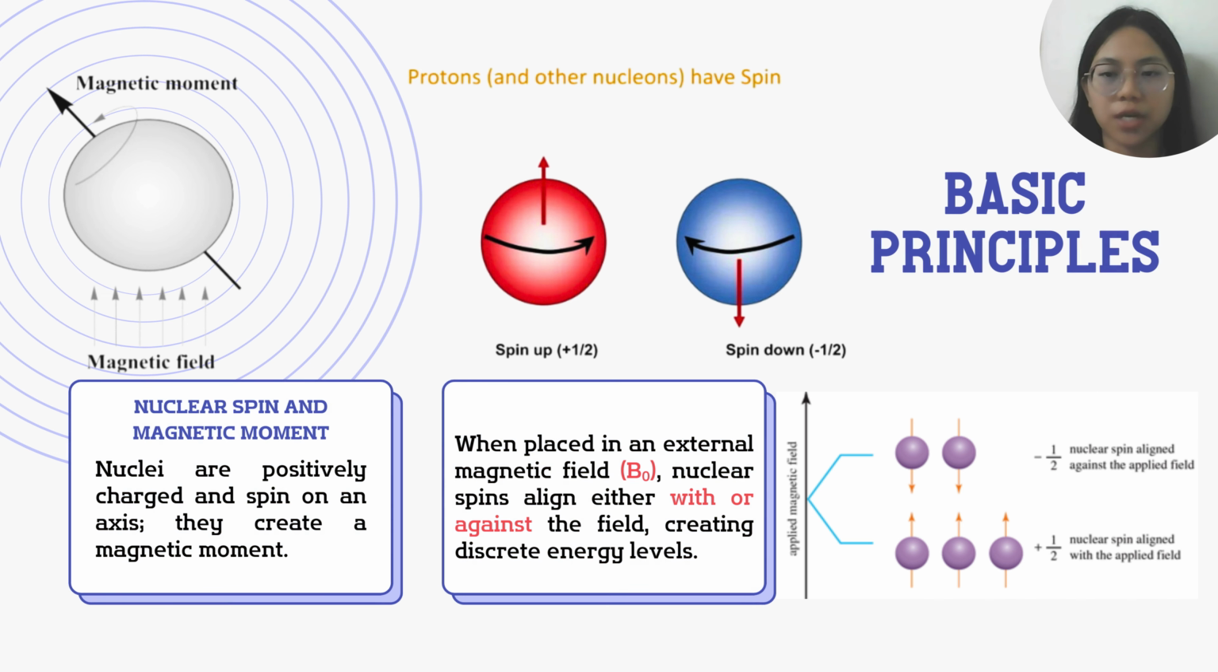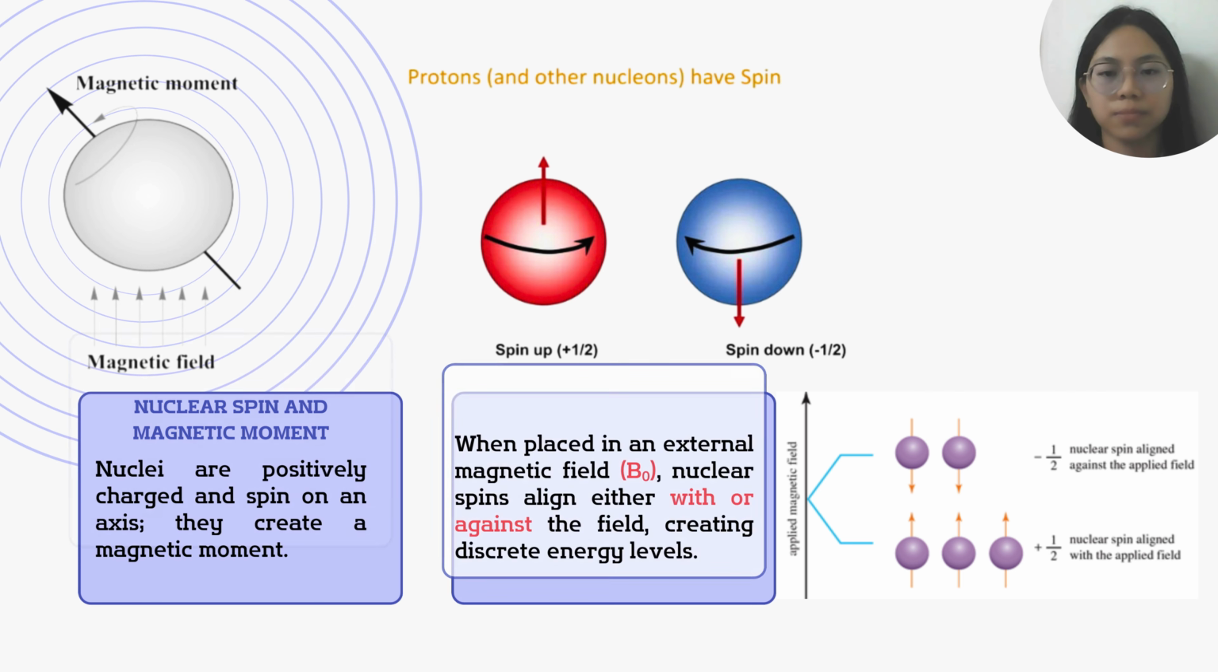Nuclei are positively charged and spin on an axis. This spinning creates a magnetic moment. When these nuclei are placed in an external magnetic field, the nuclear spins align either with or against the field, creating discrete energy levels. This alignment is crucial for the NMR process as it sets the stage for energy absorption and resonance, which we will discuss next.